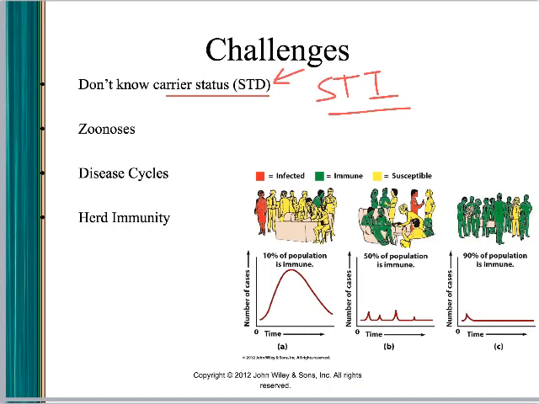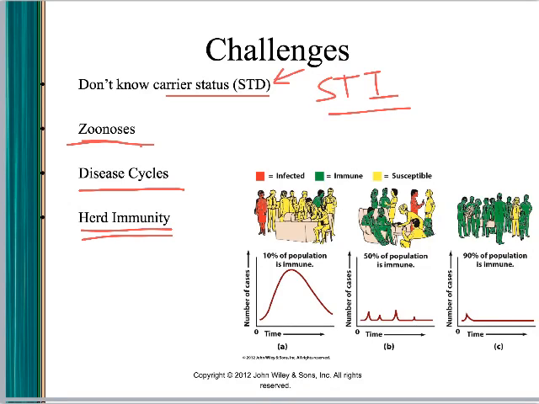Zoonosis, getting something from an animal, or having some new and emerging disease jump could be a problem. You have to understand disease cycles. How's the disease transmitted? What can you do to stop it? And then herd immunity.